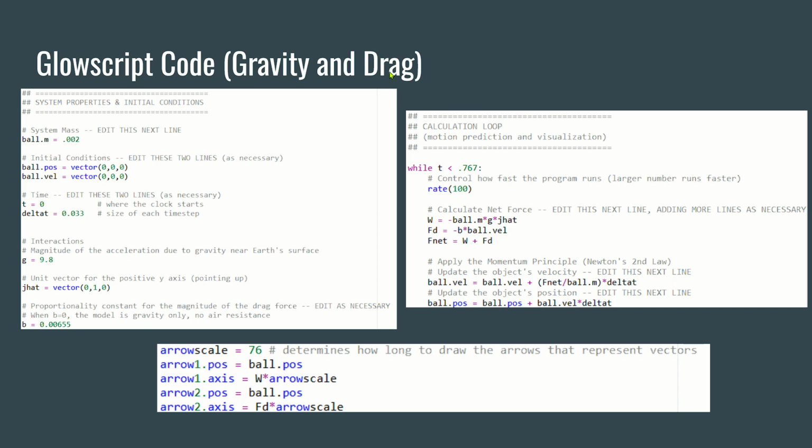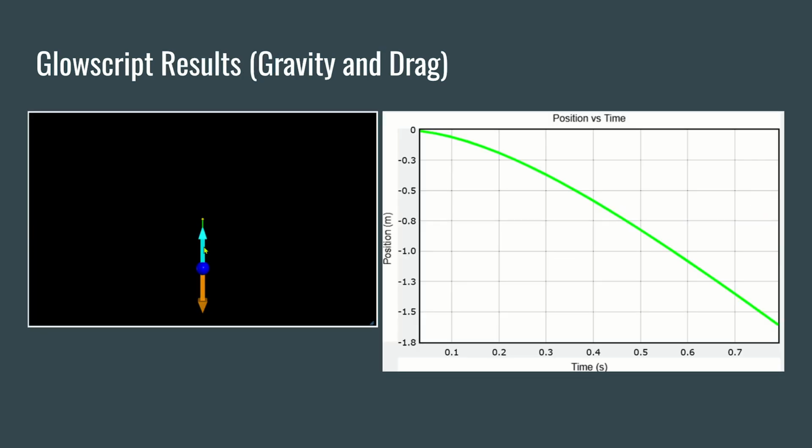Here's the code for gravity and drag. I set b equal to 0.00655. This represents the drag. I also added arrows to show the drag vector and gravitational force vectors. For the calculation loop, I added the force of drag equation, and then I also added it to the Fnet equation. And here are the results. The blue arrow represents drag, which is going upwards, while the orange arrow represents gravity, pulling downwards. And here's the position versus time graph. As time increases, position decreases, which results in a negative sloping graph.